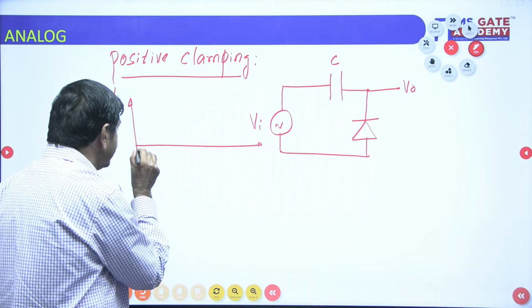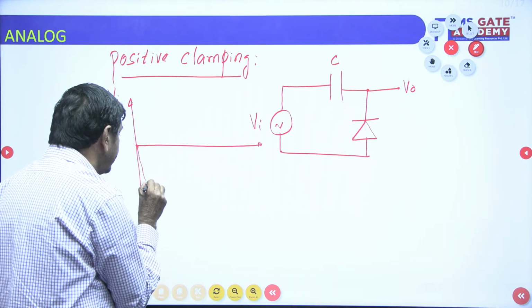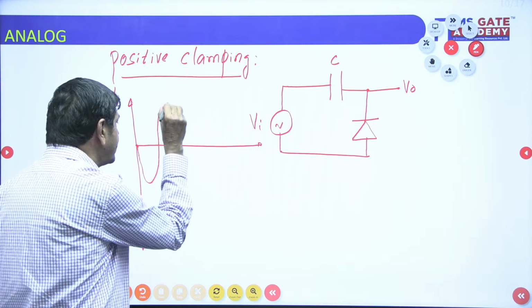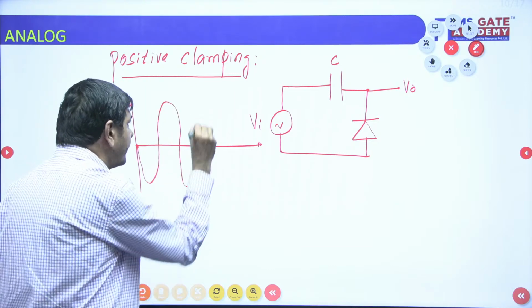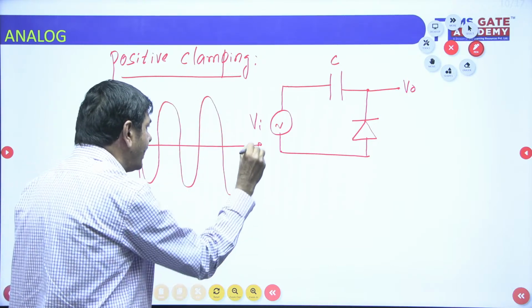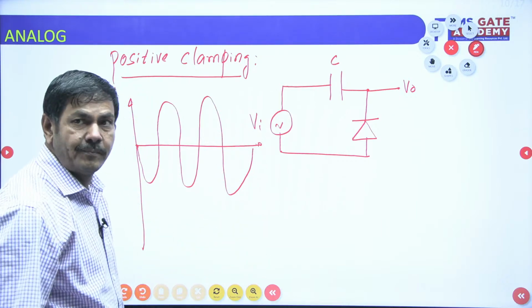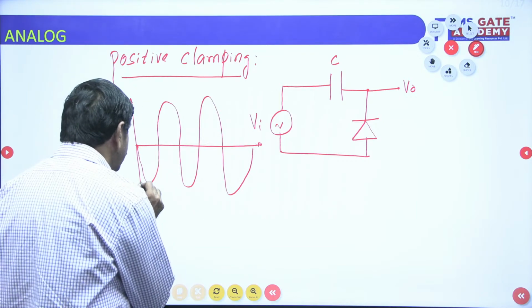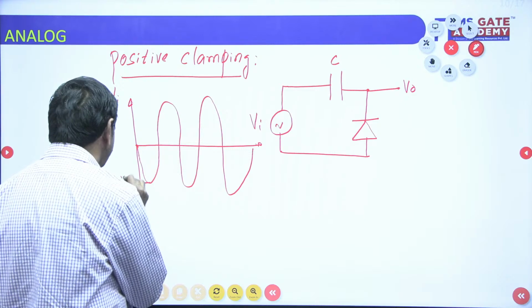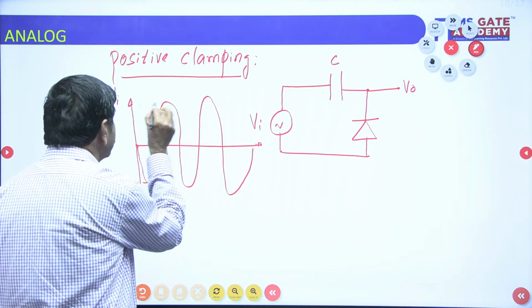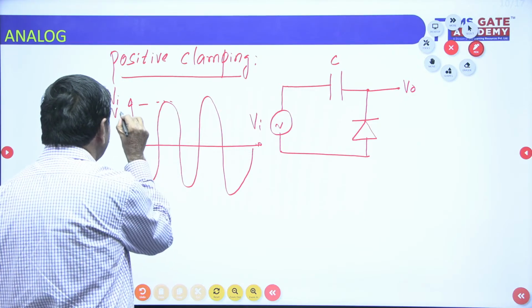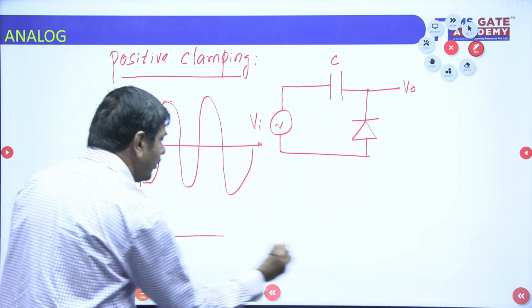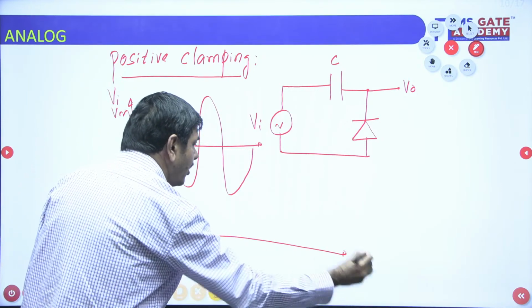That's why the input waveform to be given for this network is a negative pulse initially, next a positive pulse. Like that we are going to give the input waveform. This voltage is minus Vm. I want to take this voltage as plus Vm. How is the shape of the output? I want to plot it directly.